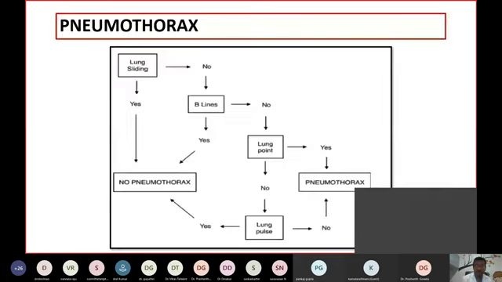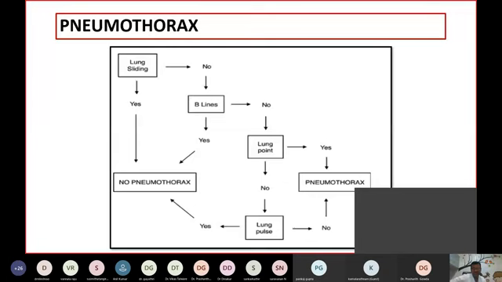Pneumothorax also we saw last time. I'm just going to revise it quickly. Pneumothorax, if you know lung ultrasound, you can detect it within less than 1 minute. Only thing, you need to examine all areas in sequence. Most of the time pneumothorax will appear in the anterior areas, but you need to examine all areas in sequence and you need to follow this algorithm.